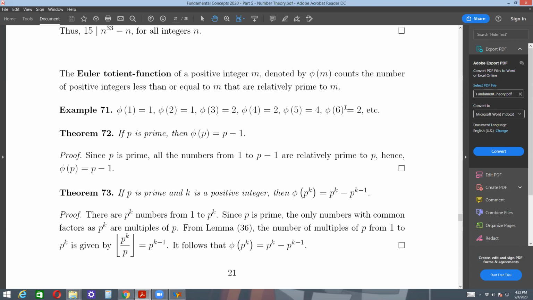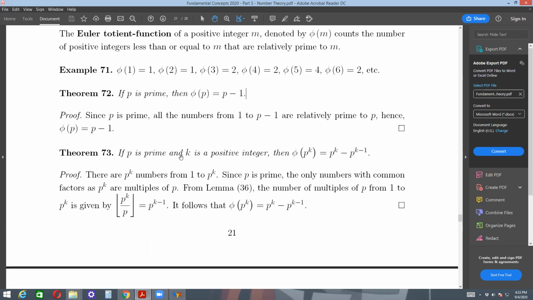There are properties you can use to figure out what it is. For example, if p is prime, phi of p is always going to be p minus 1, because it's going to be relatively prime with everything less than itself. So from 1 to p minus 1 will all be relatively prime, and that represents p minus 1 numbers. If p is prime and k is a positive integer, then if you want phi of p to the power k, the answer works out to be p to the power k minus p to the power k minus 1.